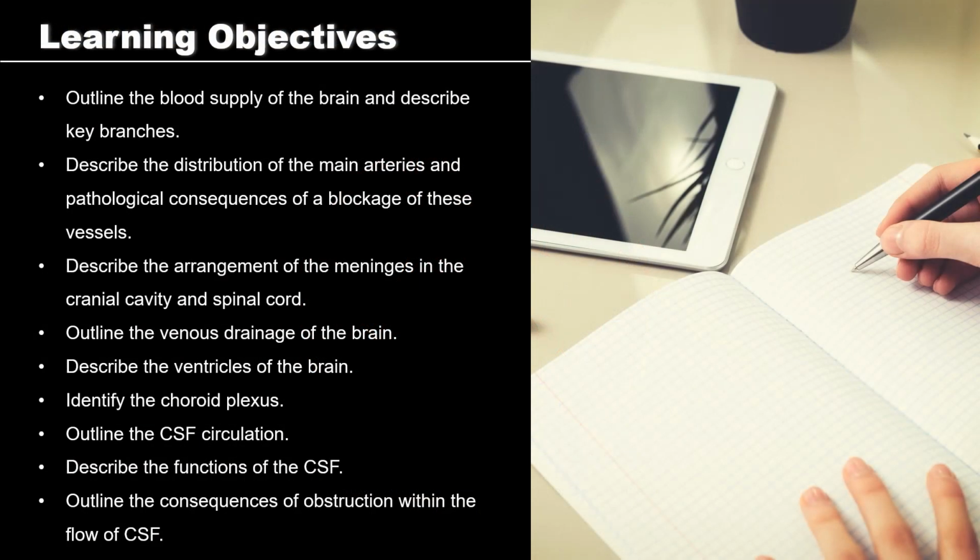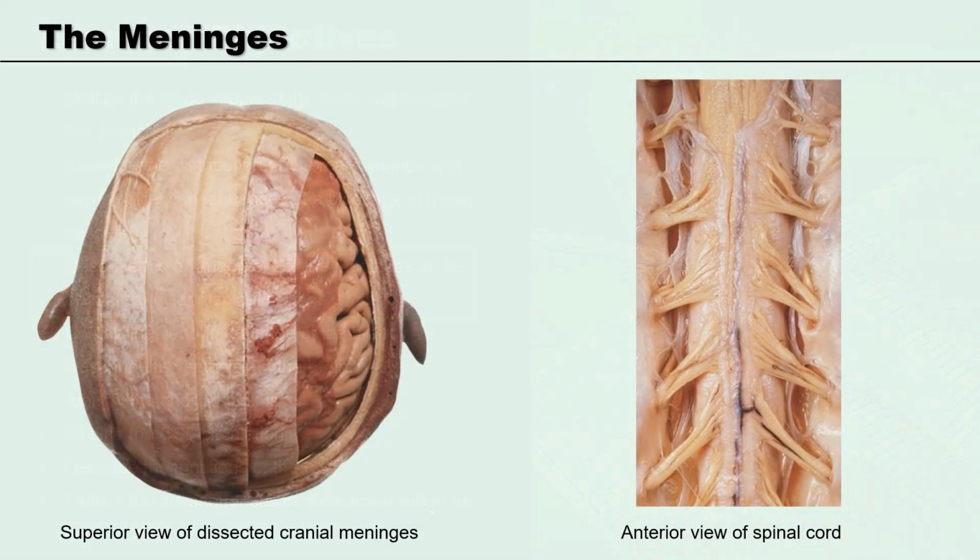But before we can look at the drainage, I need to explain to you about the meninges of the brain. The image on the left shows us the top of a cadaveric head, whilst the image on the right shows us the spinal cord. We have several layers of tissue between the skin and the brain, so let's run through them on this image first.